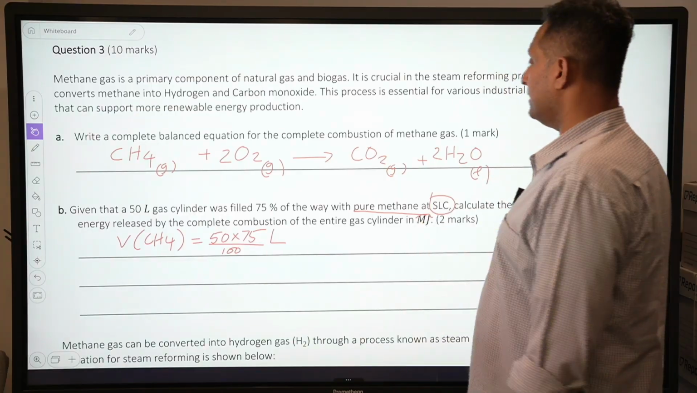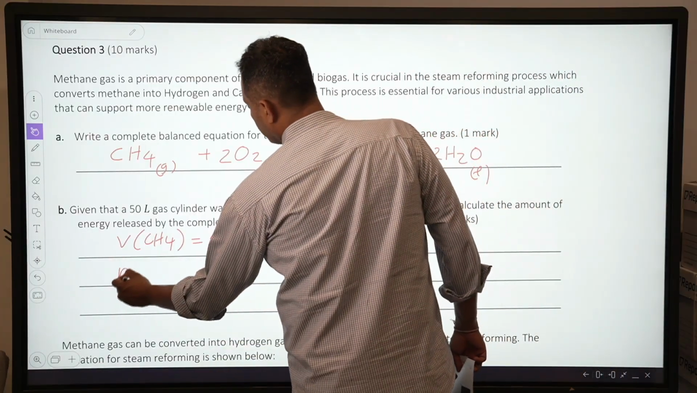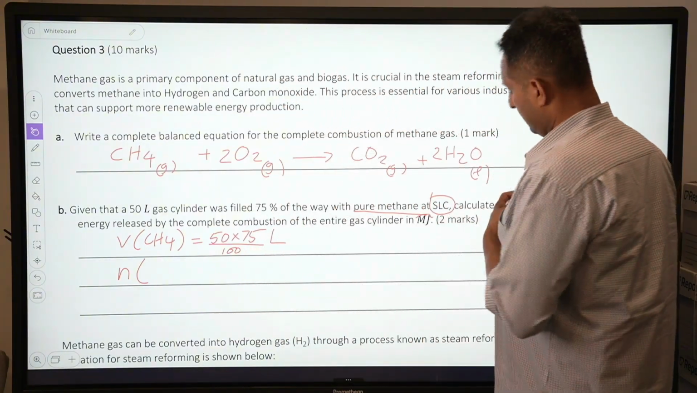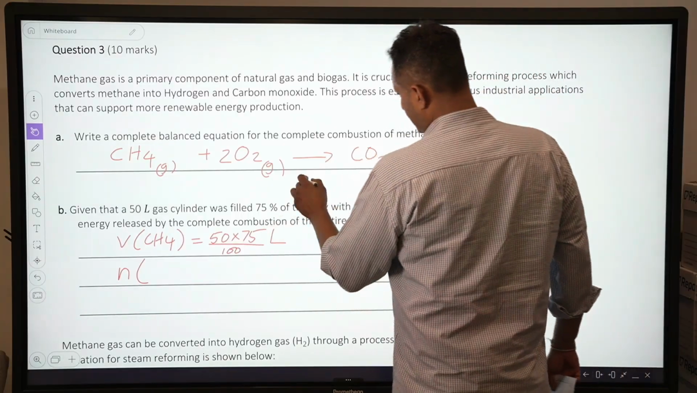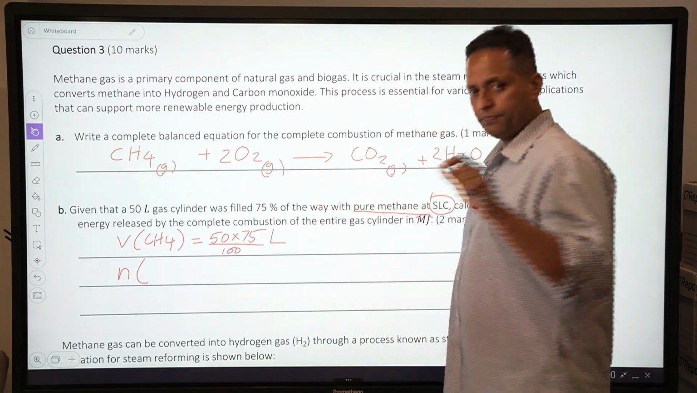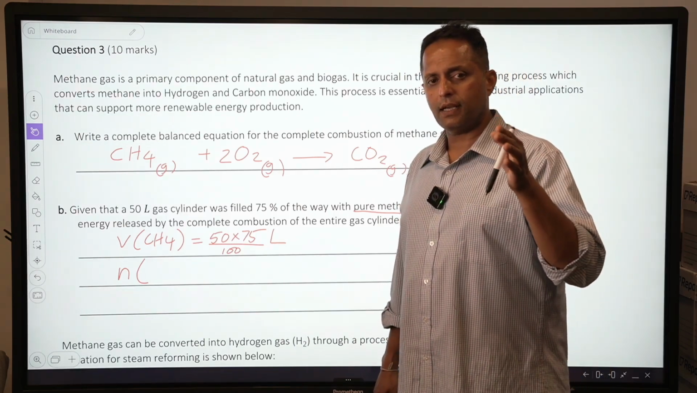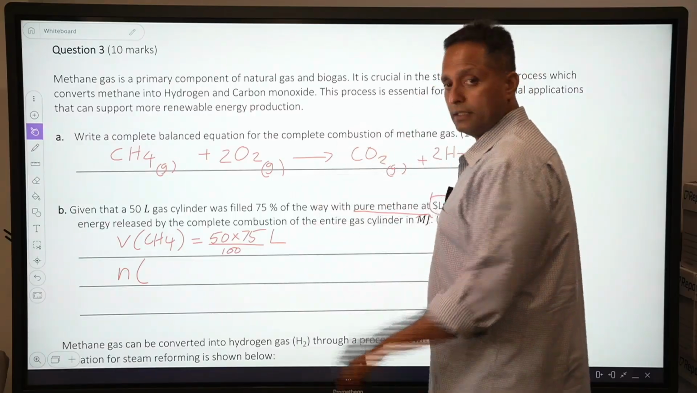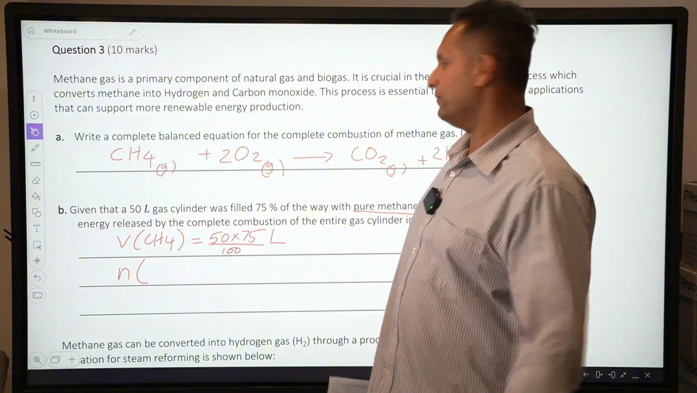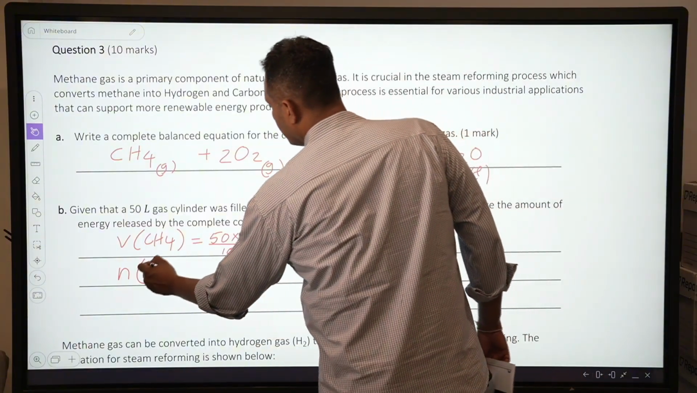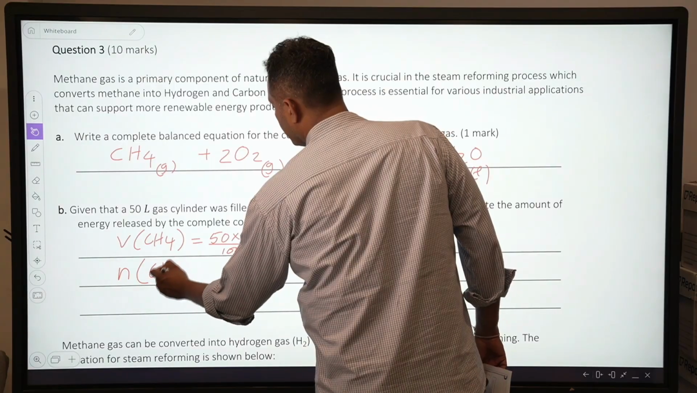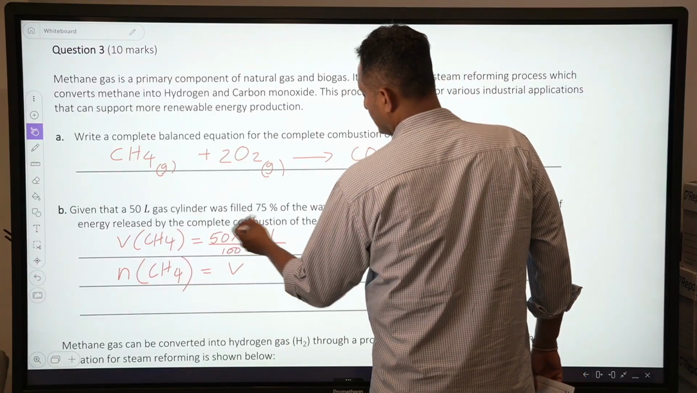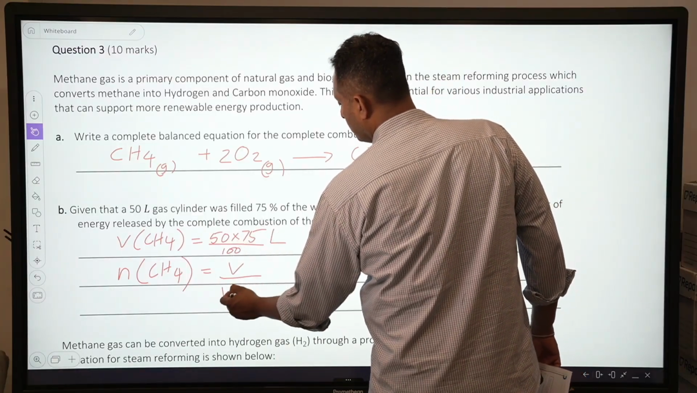At the SLC condition, you can then find out the number of moles of methane, because at the end of the day we are going to use a chemical formula to find the energy. What is the formula that we are going to use? Remember, Q is equal to delta H times n, and you get the delta H from the data booklet. So find the number of moles of methane. What do you need to do? You need to divide the volume by Vm.